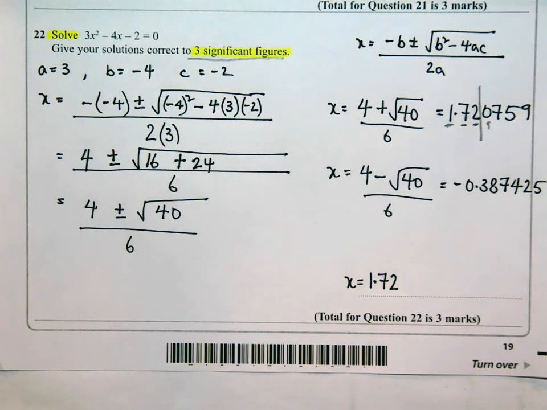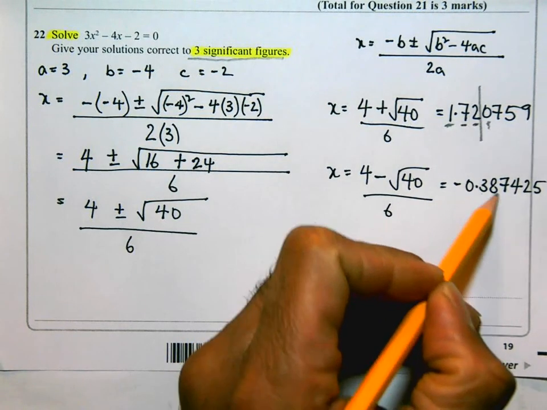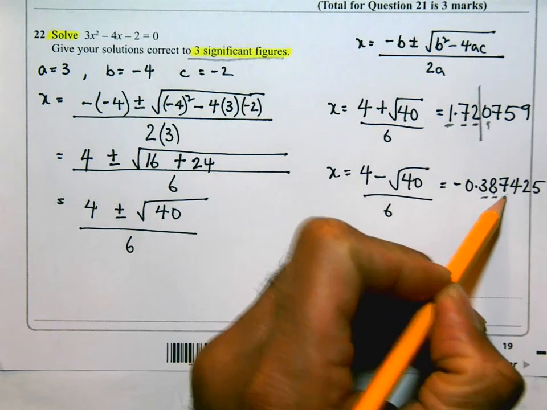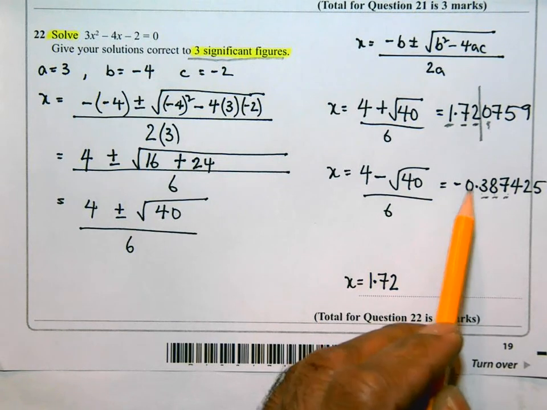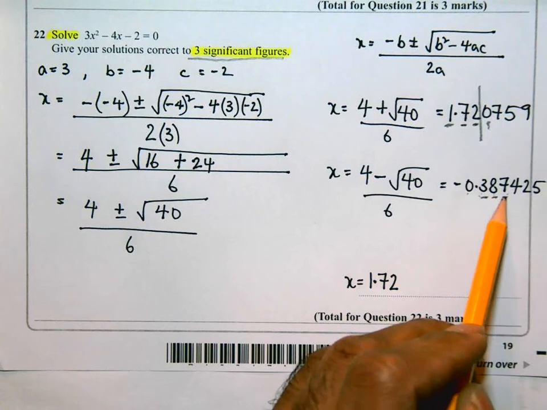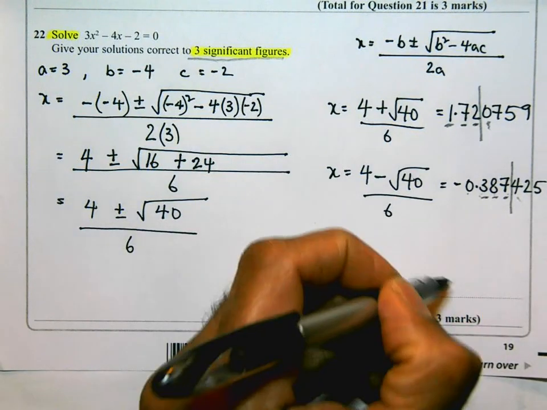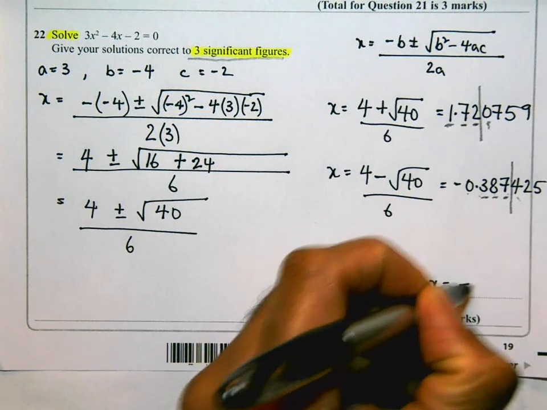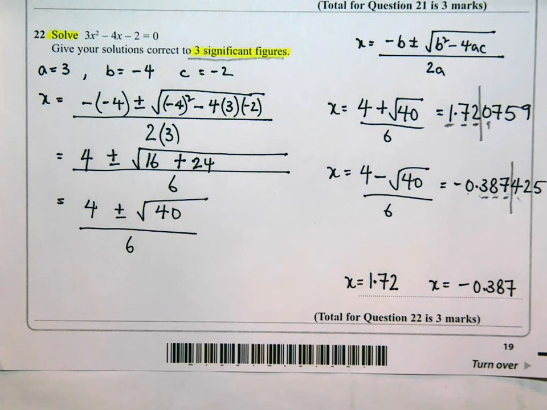In the other answer, I've got minus 0.387387. When you're doing significant figures, you do not count zeros if they're at the front. So I'm going to start counting from the 3, 1, 2, 3, and I'm going to draw my line after the 7. The next number after that is a 4, so again I don't need to do any rounding up. So my answer is x is equal to minus 0.387. So there are my 2 answers, and that is a pretty straightforward way of collecting 3 marks for question 22.